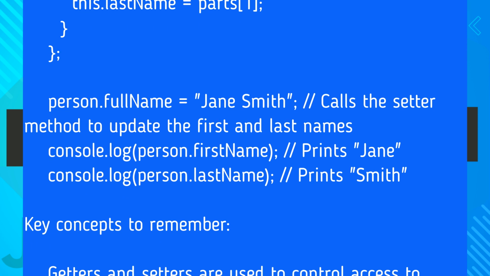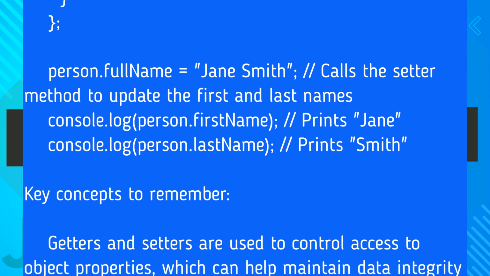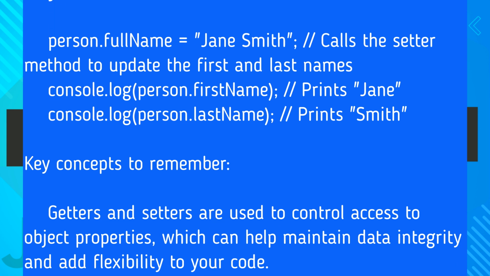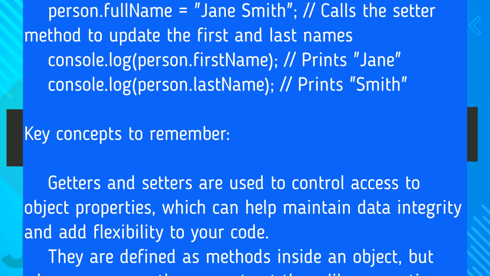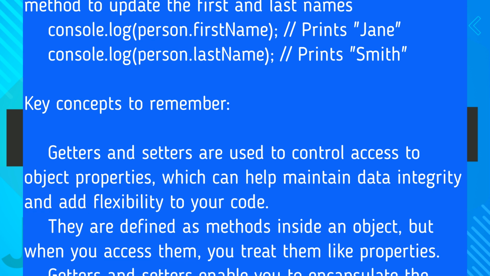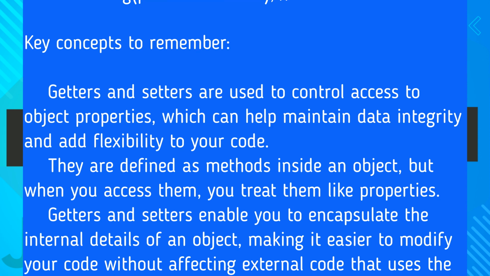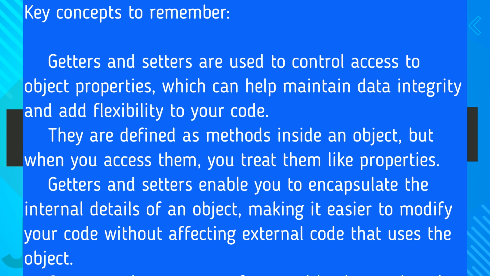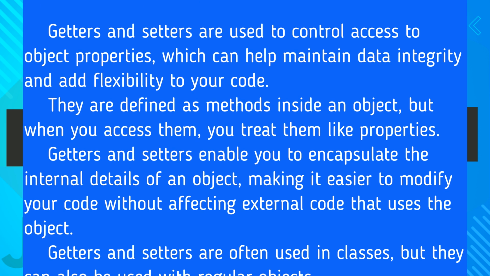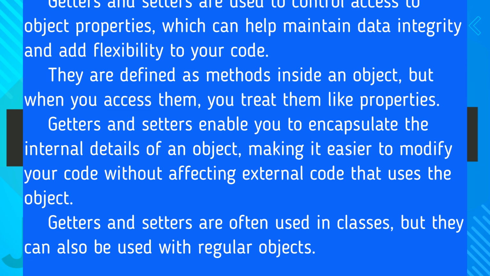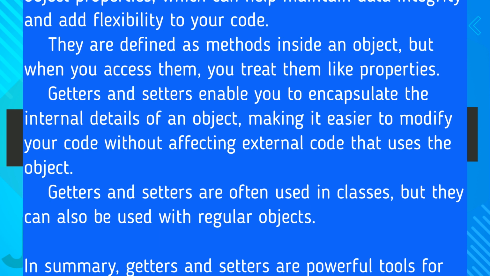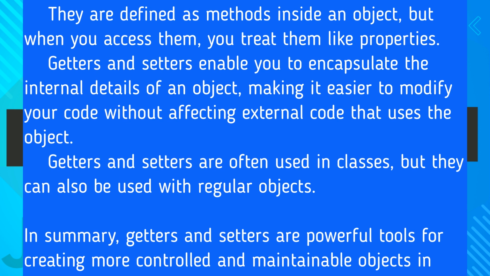Key concepts to remember. Getters and setters are used to control access to object properties, which can help maintain data integrity and add flexibility to your code. They are defined as methods inside an object, but when you access them, you treat them like properties. Getters and setters enable you to encapsulate the internal details of an object, making it easier to modify your code without affecting external code that uses the object.